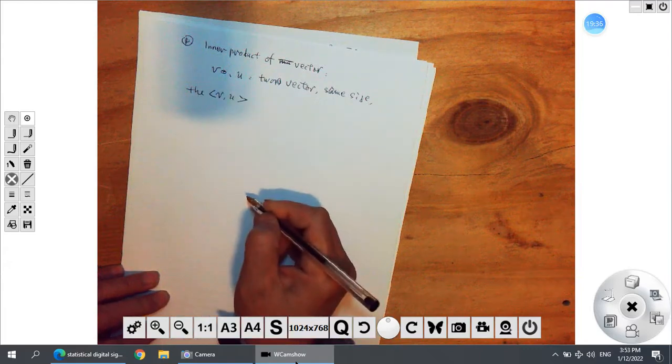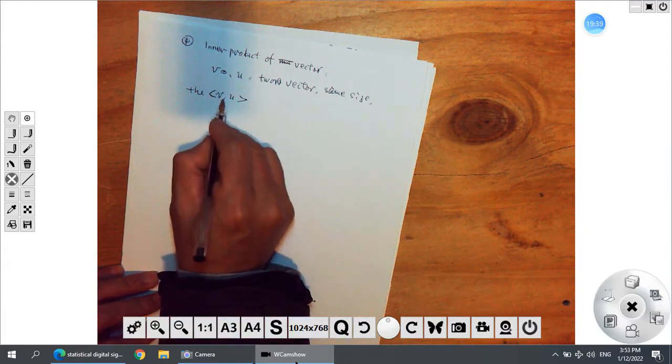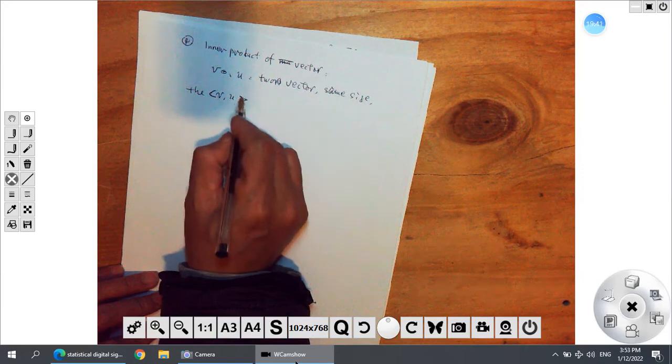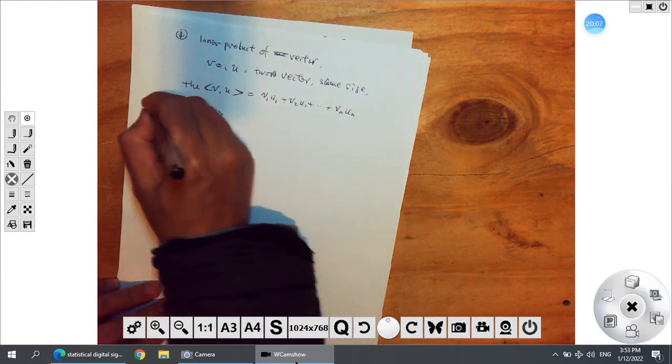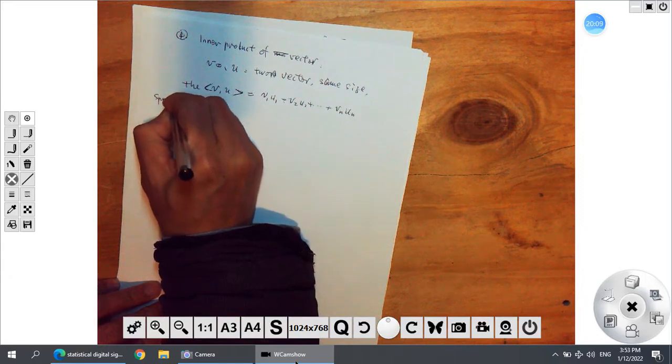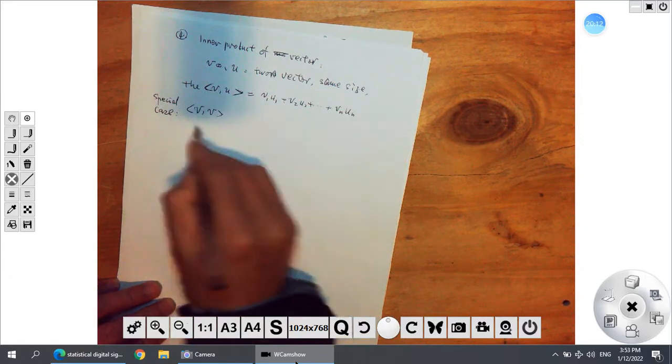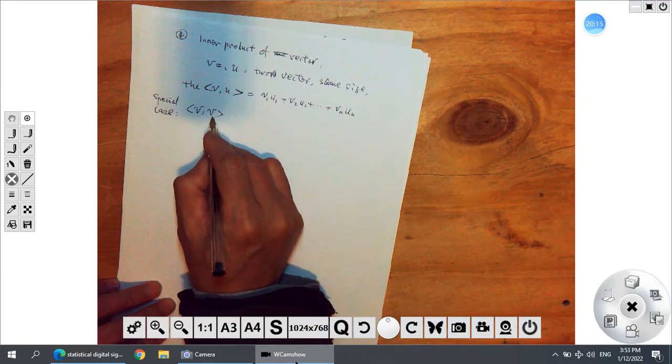The notation is like this: U and V with one large, one small. This means inner product, equal to V1 times U1 plus V2 times U2 plus until Vn times Un. This is just for vector inner product. For inner product, we have a special case: V and V itself. The same vector do inner product.